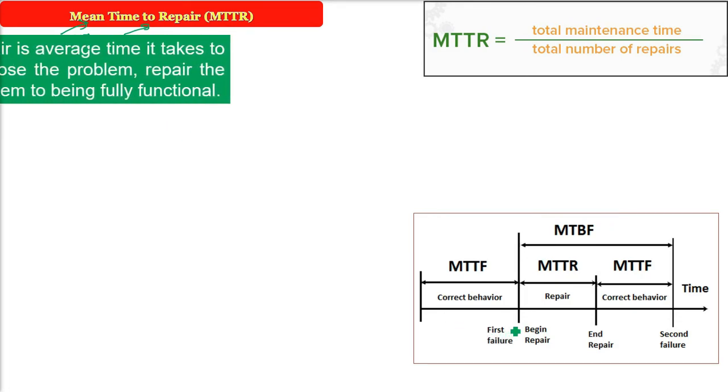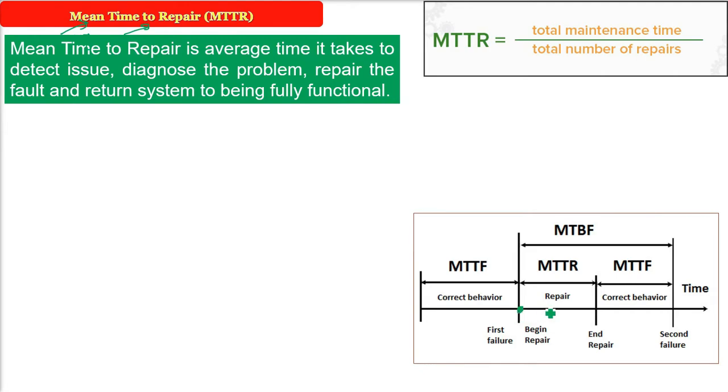So here the failure has happened. There is a repair time, and that time until it starts behaving correctly again is the mean time to repair. This mean means we are going to take the average of various values, not one value but different values, and add them, and then we'll find the MTTR. So MTTR is the average time it takes to detect the issue. First we have to detect the issue, then diagnose the problem, and then repair the fault or the error or the bug, and then the system returns to its functionality.